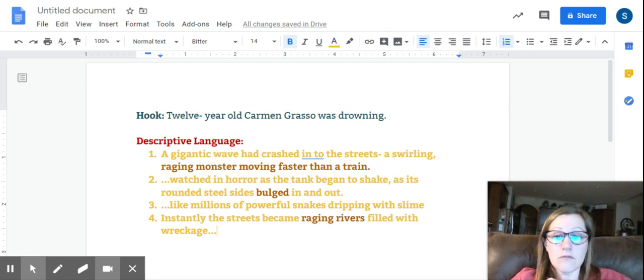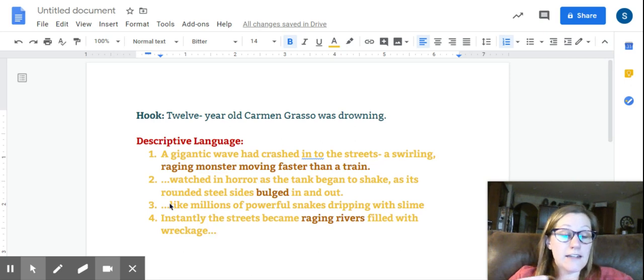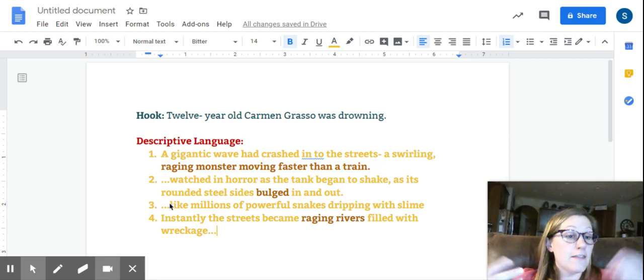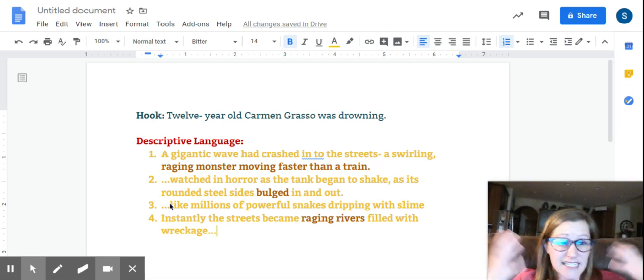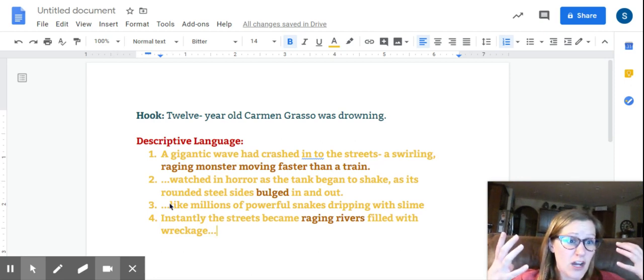Okay. Number 3, "Like millions of powerful snakes dripping with slime." This is another form of figurative language that's called a simile. When we compare things using the words like or as, it is a simile. So in this statement, she is comparing the molasses, which I didn't include in here, but she's comparing the molasses grabbing Carmen to millions of powerful snakes dripping with slime. And you can kind of see that image in your brain. That's pretty strong. It's a big deal.